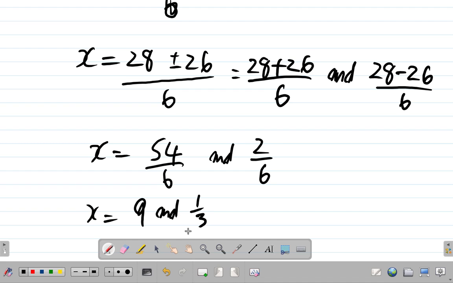Now, this quadratic equation could also have been solved by factorization. It could have been solved by completing the square, also by graphs. But we chose to use the quadratic formula, and this is the answer that we got.